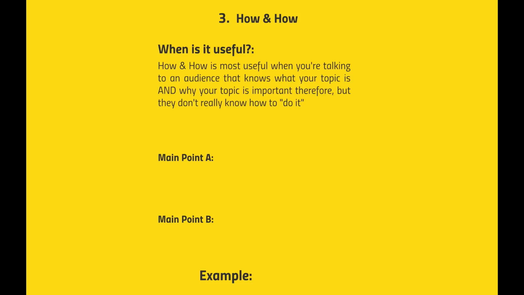So when is this useful? Well, I think it's pretty obvious, right? Your audience knows what the topic is, and they also know why it's important to them, but they don't really know how to do it. So you want to think about things like yoga or meditation. These are big topics that you probably can't cover how to do in one main point.